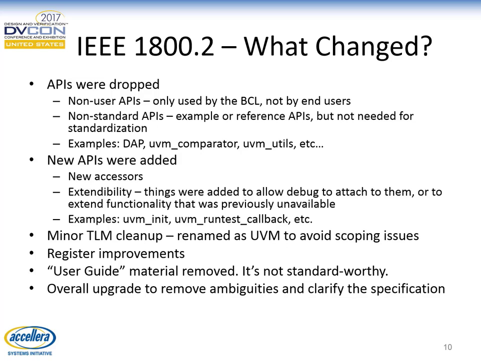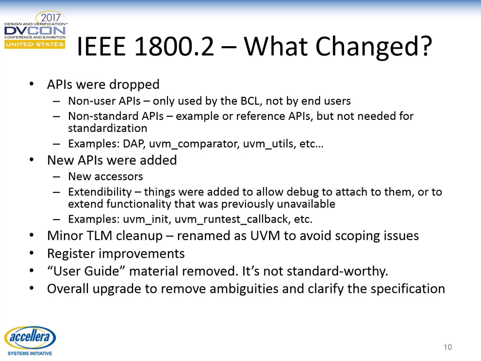So a lot of APIs were dropped. These were non-user APIs. They were only used by the base class library. So we said, let's get rid of them. There were other non-standard APIs. Example, reference APIs that we just didn't really see were needed by the standard. So we got rid of a number of those, and there's some examples up here.